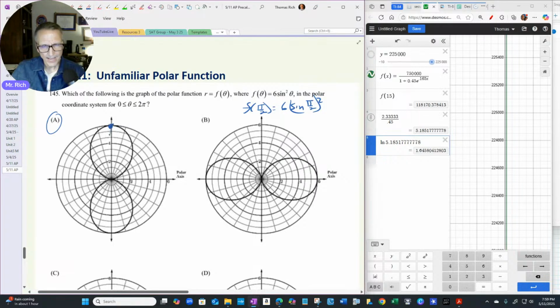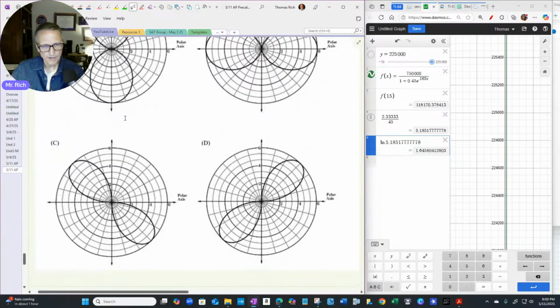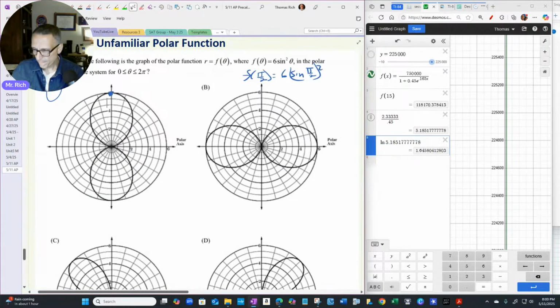So this point right here has to be on this graph, because when theta is pi over 2, f of pi over 2 is 6. I think that's the only one that has the point at pi over 2 comma 6. So that's my answer. That was kind of easy. So that was one of the things.